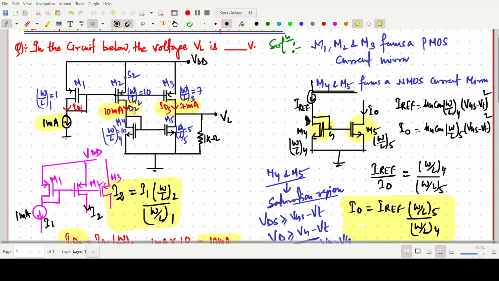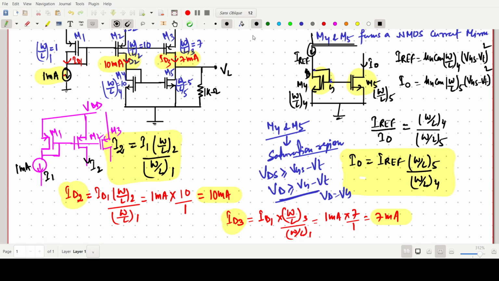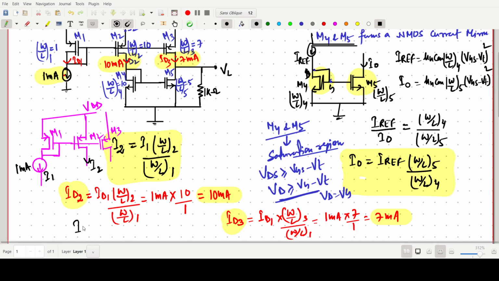We can say now this value will be 7 milliampere, this would be 10 milliampere, 1 milliampere. Now again, this current, the ID4. ID2 and ID4 will be the same in this one. So one can write, this drain current in ID2 and ID4 will be the same. So it should be 10 milliampere, because both are connected, so the same current will flow.